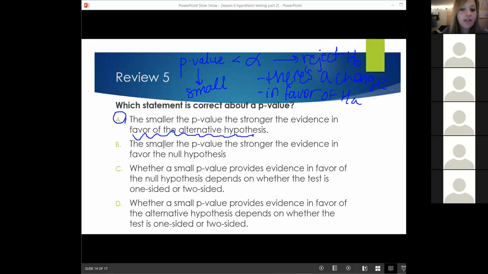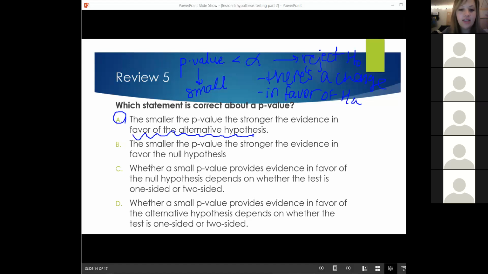B is not correct, because a smaller p-value does not mean stronger evidence for the null; it's the other way around. If we have a small p-value, we're saying there's some sort of change. Don't worry, this is a tough concept to wrap your head around. The more practice you get, the more it makes sense. Small p-value, reject our null. I understand that's a very common mistake. And that's in favor of the alternative.